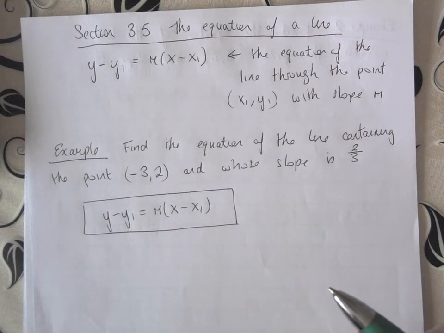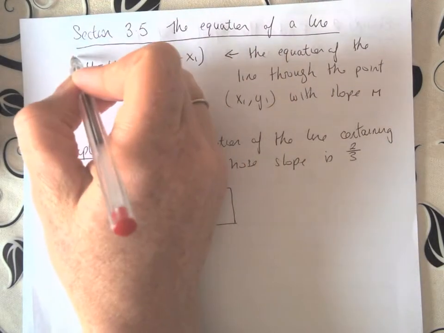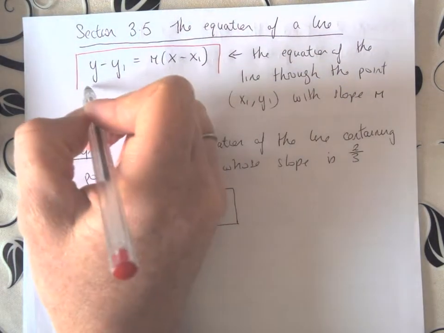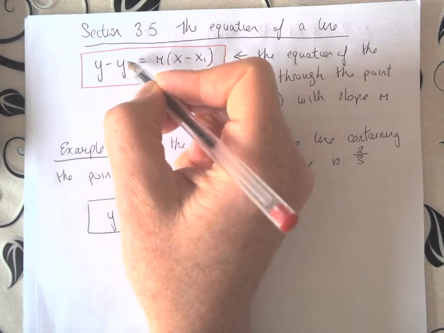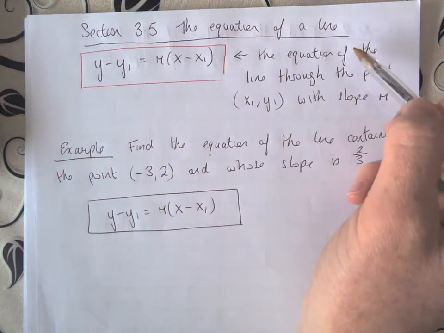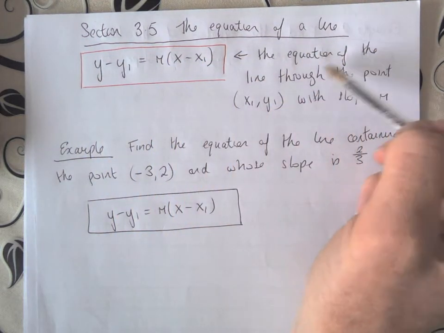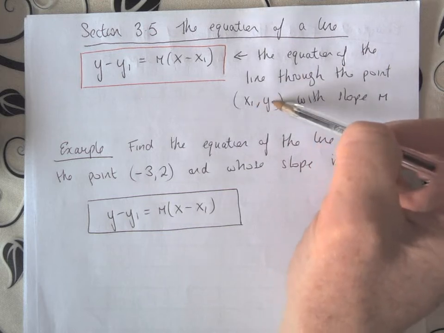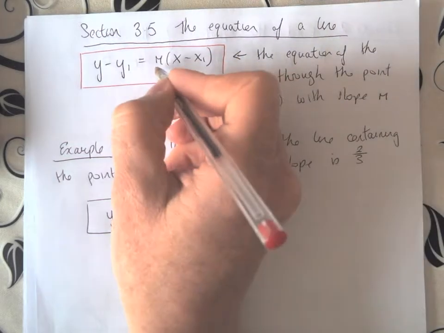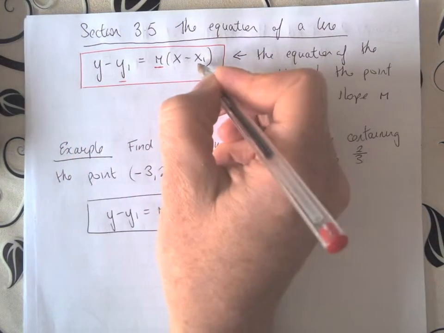Okay, so today we're going to look at section 3.5, the equation of a line. So in your logbooks is this formula. There's two formulas for the equation of a line, but this is the first one we're going to look at. It's y minus y1 equals m into x minus x1. That's the equation of a line through the point x1, y1 with a slope of m. So these are the things we'll be filling in.